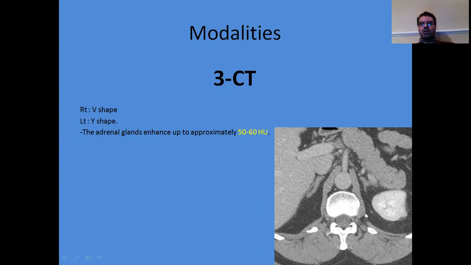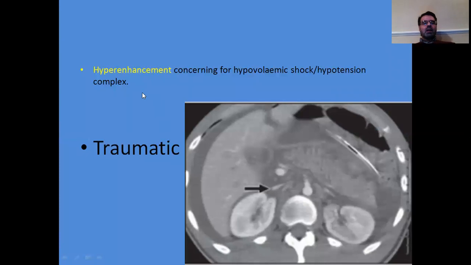The normal adrenal gland on CT scan is about 50 to 60 Hounsfield units. The right adrenal gland is V-shaped and the left is Y-shaped. Hyperenhancement in the adrenal glands can happen in hypovolemic shock or hypotension complex. This is a case of a trauma with hyperenhancement of the adrenal glands.